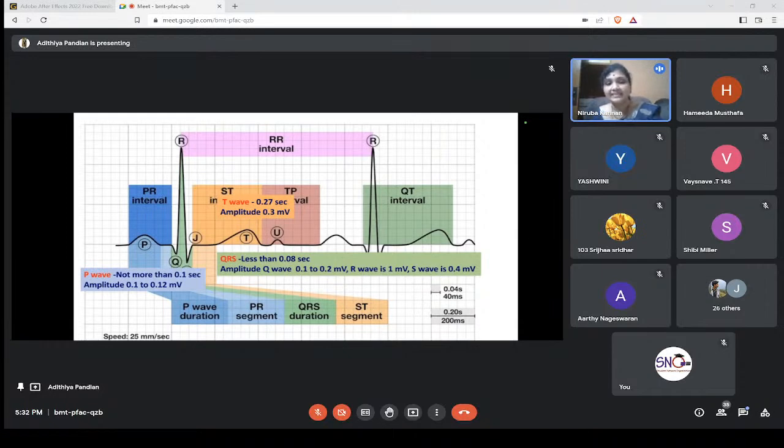For QRS, the duration must be less than 0.08. If the duration of QRS is prolonged, what does this indicate? It can be some abnormality in the ventricular depolarization. In the same way, just know the durations.